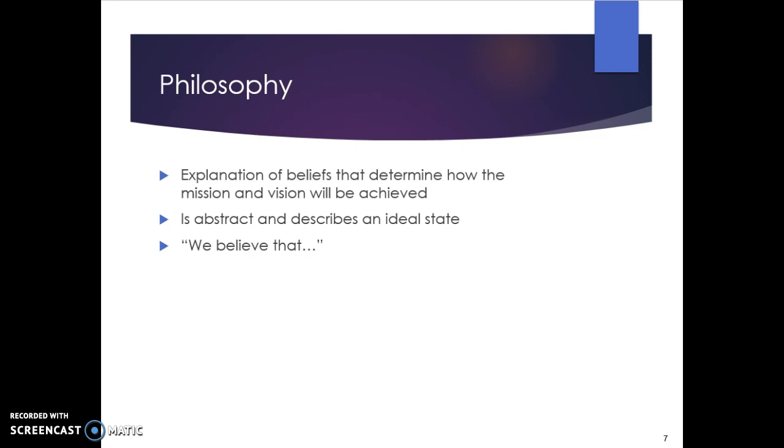So it is sort of like values, but values are, I think, more simplistic, whereas philosophy is a little bit more our basic core beliefs. And sometimes people will get those, again, from core beliefs. Think about it: in nursing we believe in holistic care. We believe that if we provide holistic care, patients will have wonderful outcomes. So that's a wonderful philosophy statement there.